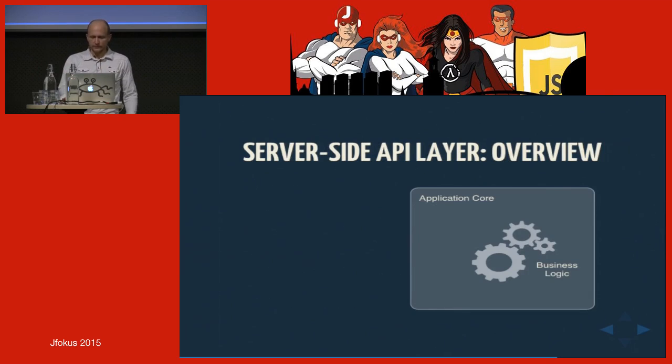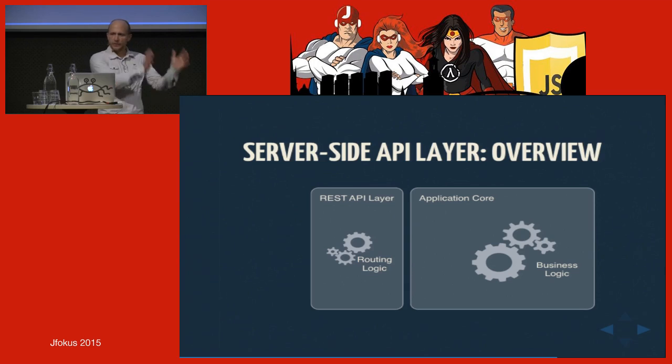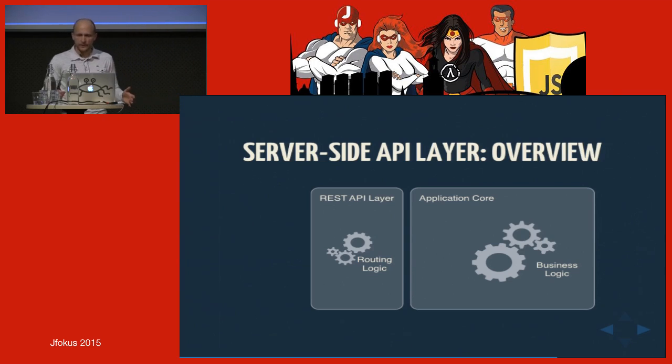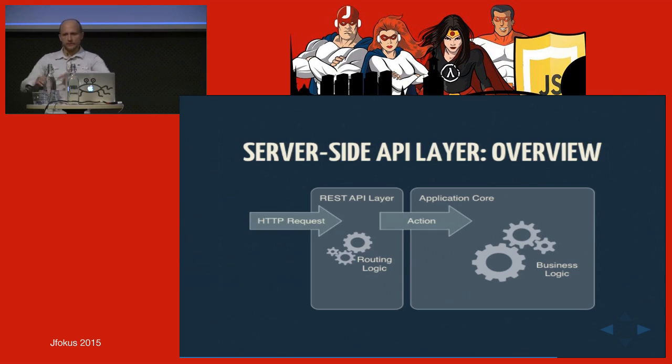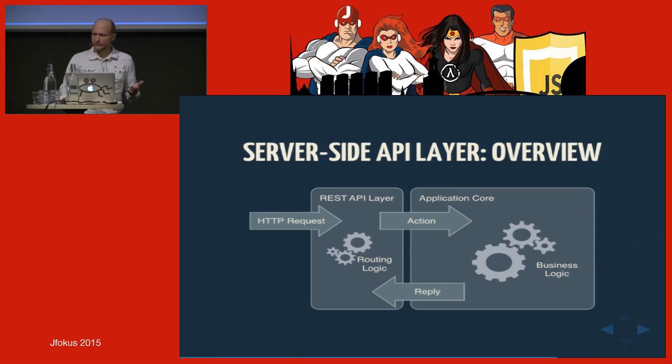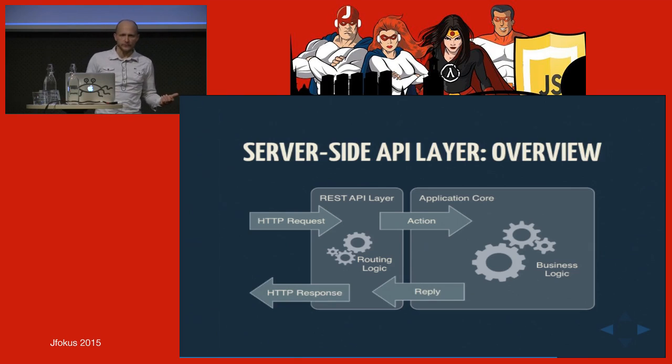The idea is if you have an application core that you write in any way you want, you put a REST API on the side, right? Not around it, it's on the side, it's a library. And if there's an HTTP request coming in, then the REST API should trigger an action in your backend. Your backend will reply with something, and that will be translated into an HTTP response.